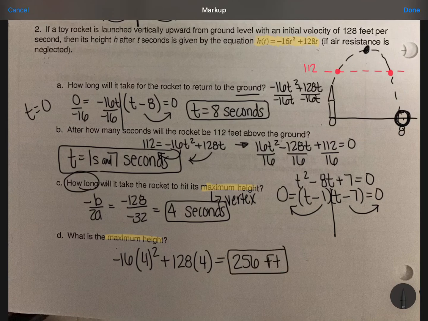So if you see the word maximum height, think vertex. You're going to calculate the vertex. If it says anything about ground, you're going to factor, use the quadratic formula, or complete the square. If it's not factorable, you're going to have to use the quadratic formula.